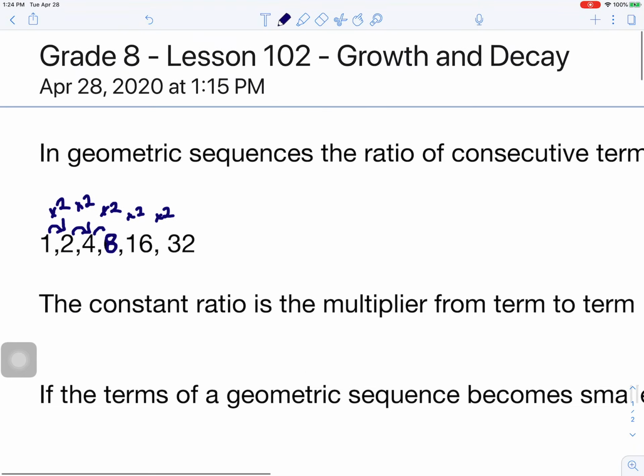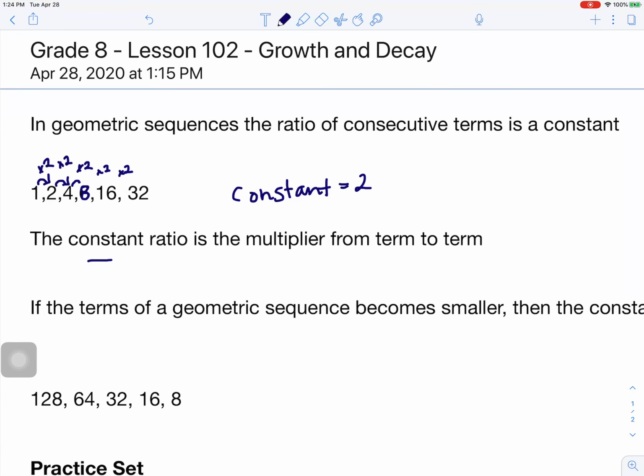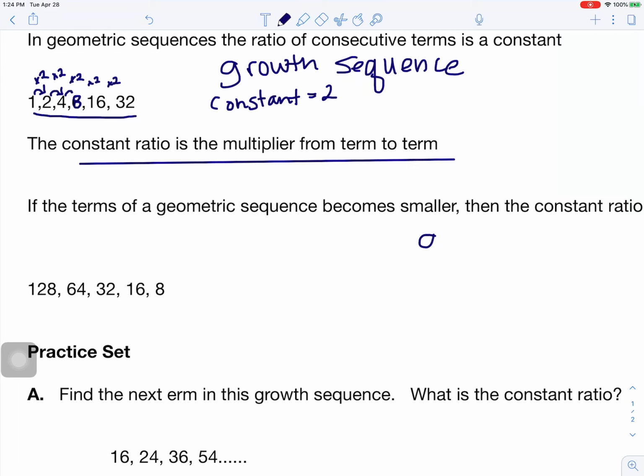So our constant here equals 2. So we take the number and we multiply it by 2, right? So the constant ratio is the multiplier from term to term. This sequence that we're looking at here is a growth sequence. All right, and if we go to the next one, you can see that we have a sequence that is smaller. It's called a decay sequence.